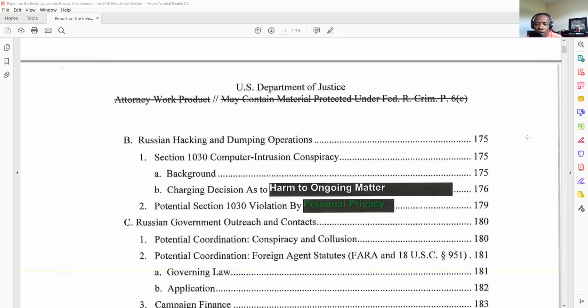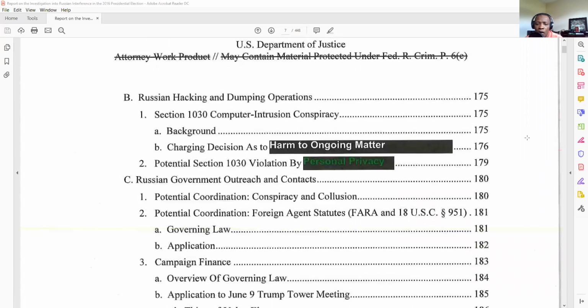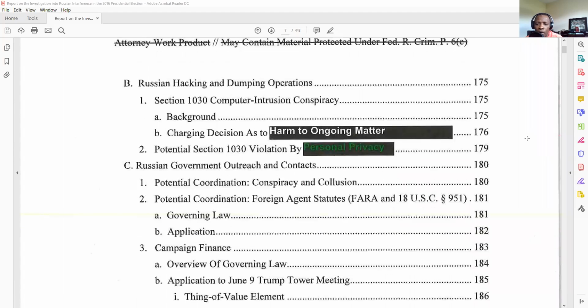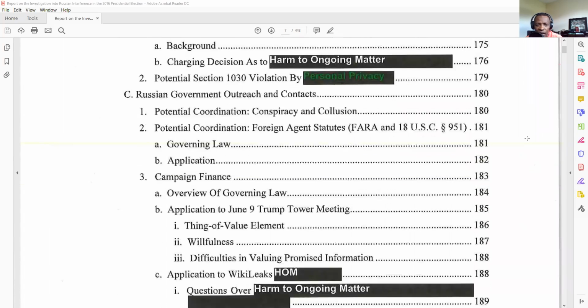Okay, this is on page 175. Within that one is section 1030, computer intrusion conspiracy. Then you have A, Brad Grant, and then B is pretty much redacted as harm, will cause harm to ongoing matters. But 2 is potential 1030 violation by a private person that's redacted.